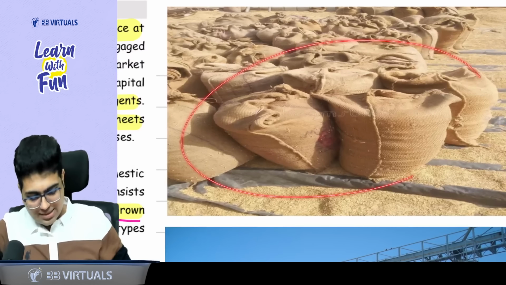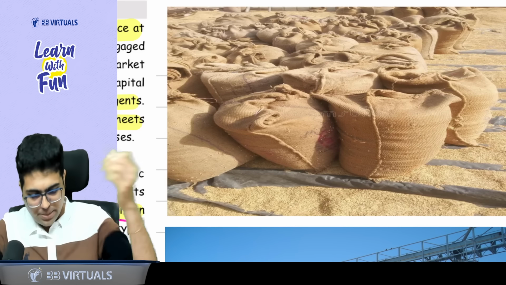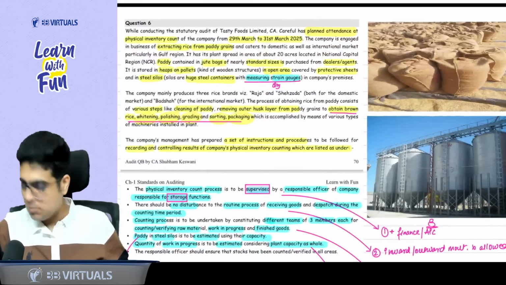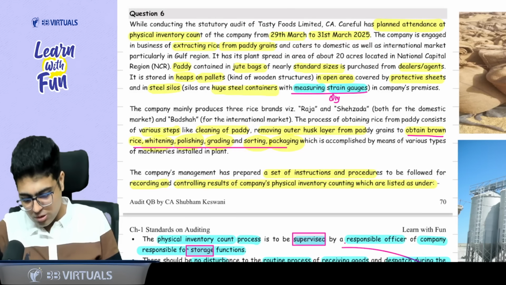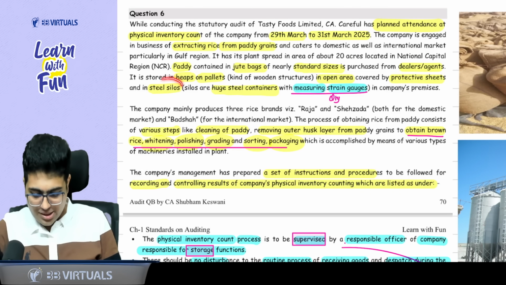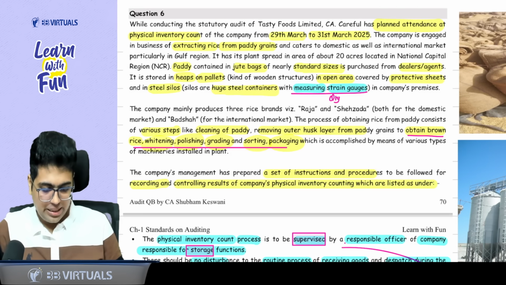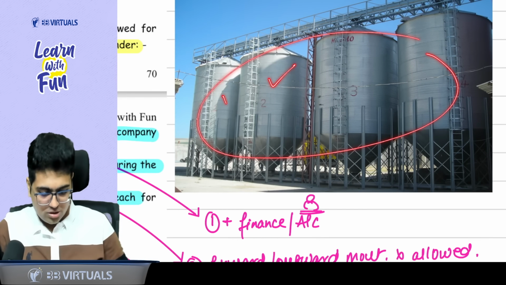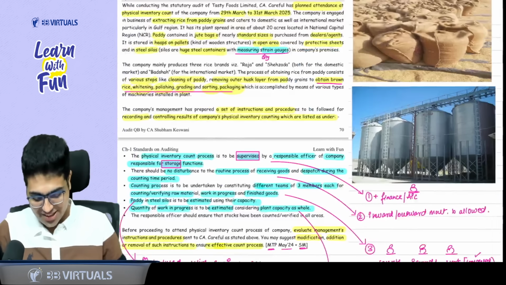So something like this is there. These are the jute bags which contain paddy. So this is the paddy inventory. Got it, sir. Now let's move ahead. Apart from this, paddy is also there in steel silos. Sir, what is a steel silo? Huge steel containers with measuring strain gauges, something to measure the quantity, in the company premises. So you can say these are the steel silos. They also contain the paddy inventory. You're getting the feel, na? Yes, sir, we are getting the feel.